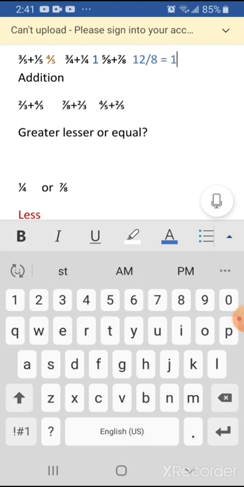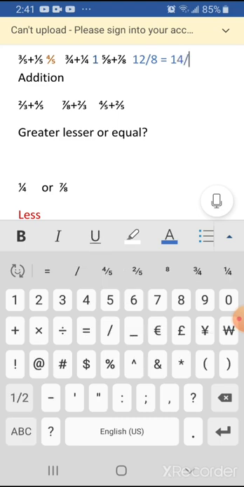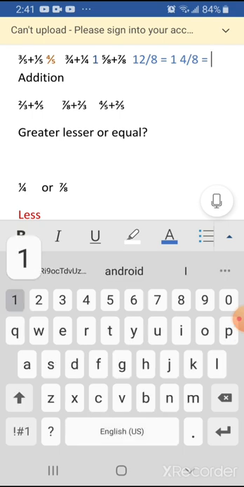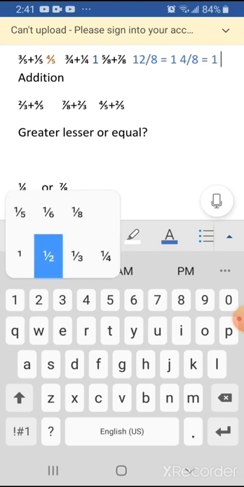1, and what is it? Then you have to take away 8 from 12, and you're left with 4. Then you have 1 and 4/8. But then that can be simplified, as you may have seen in our last video if you were there. So then you'd know that this would be 1 and 1/2.